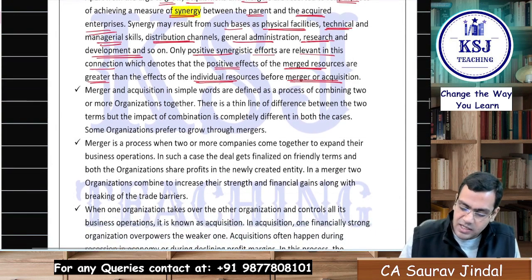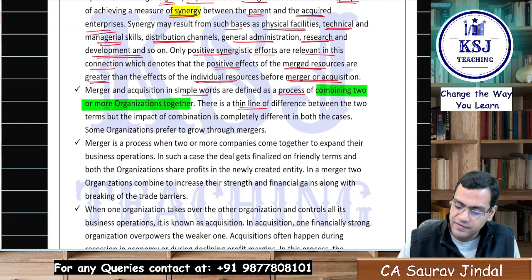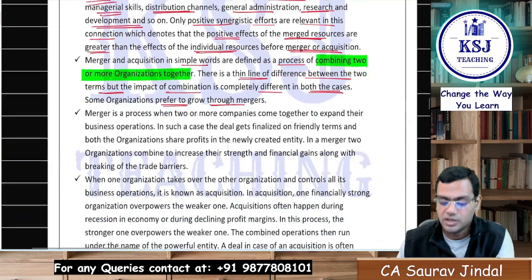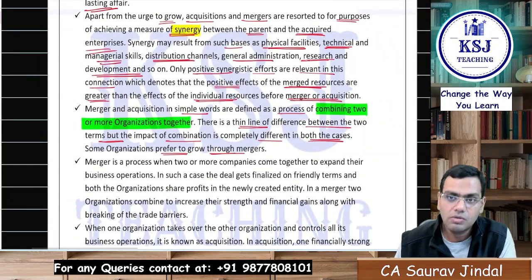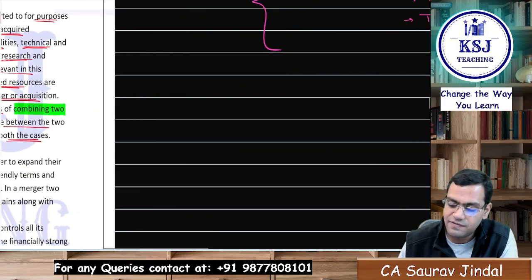So merger and acquisition in simple words are defined as the process of combining two or more organizations together. There is a thin line of difference between the two terms, but the impact of combination is completely different in both the cases. Some organizations prefer to grow through mergers. Now he says the merger and acquisition, both these terms are used synonymously, but there is a slight difference between the two.